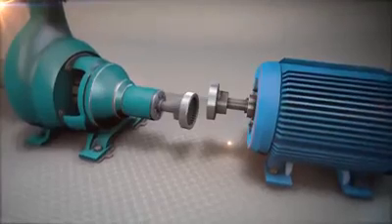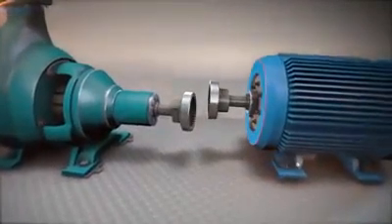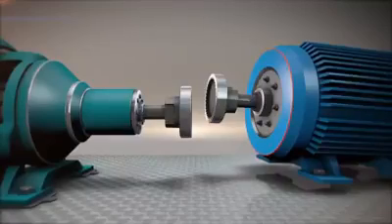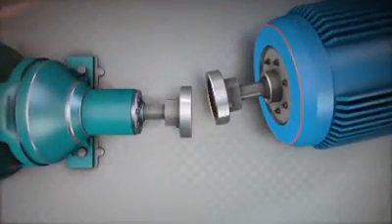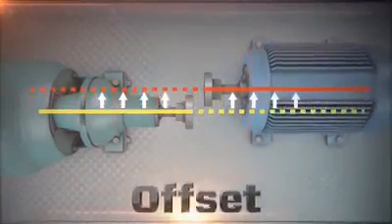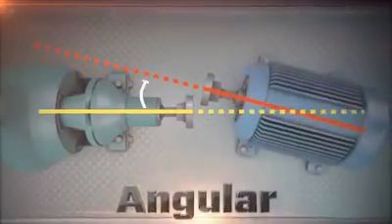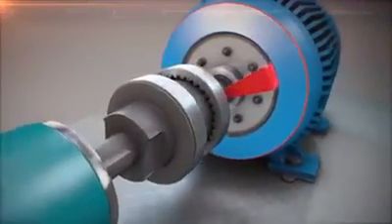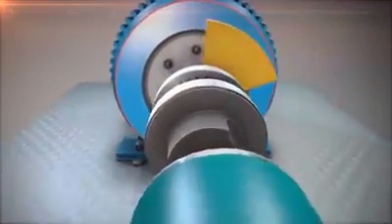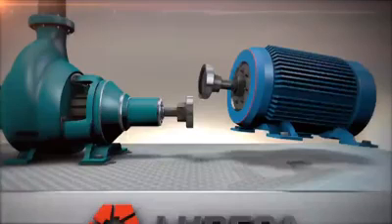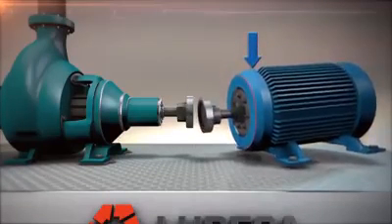Typically, the machines will be misaligned in two ways and in two dimensions. Let's visualize this. Vertical and horizontal. Both vertical and horizontal directions each have a combination of offset and angular misalignment. To measure, we rotate the shafts to find the relative positions between the two center lines of rotation.